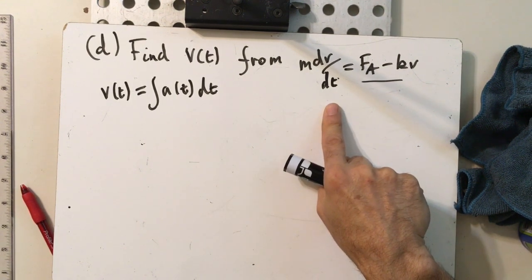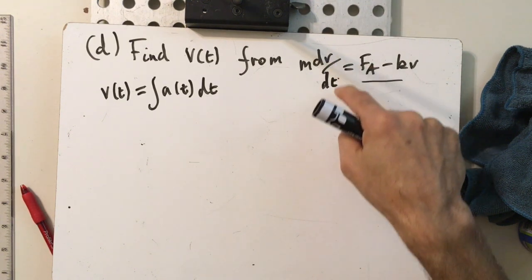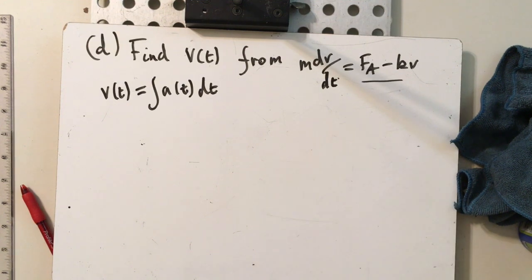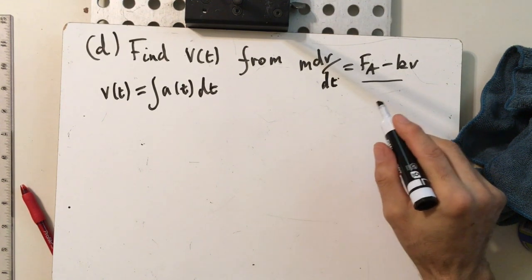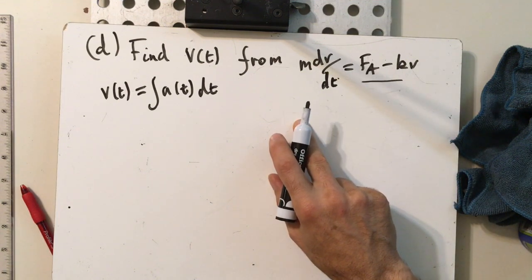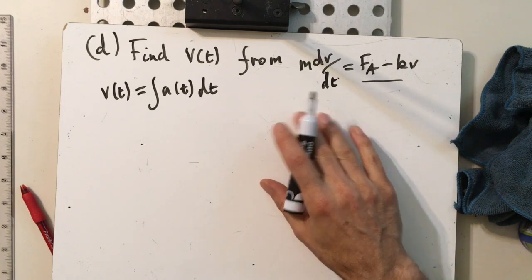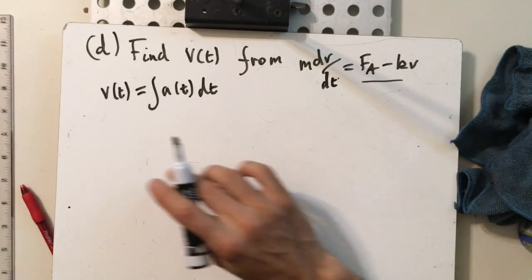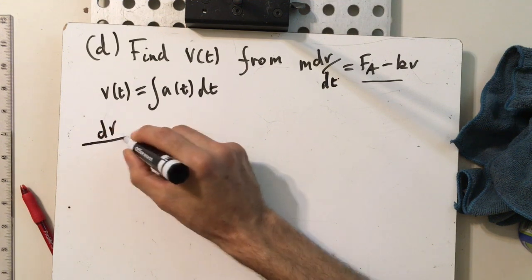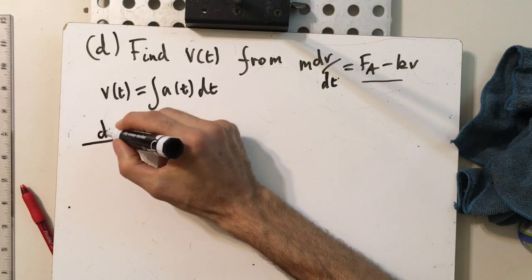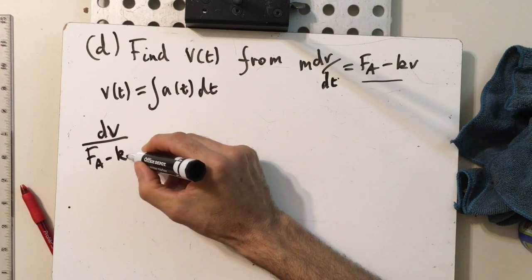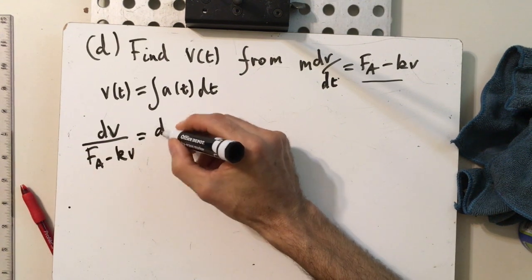I can't integrate this expression as it's written because I've got two different differentials on the same side. So I need to rearrange this, separate the variables and rearrange it so that I have the function and its derivative on the same side. So I'll spare you the algebra. If you don't follow what I'm doing, mess with this for a second, but what you get is dv over force applied minus the drag force, negative kv, equals dt over m.